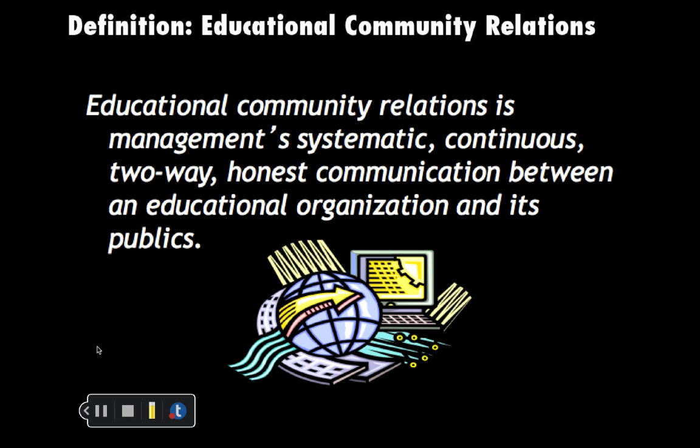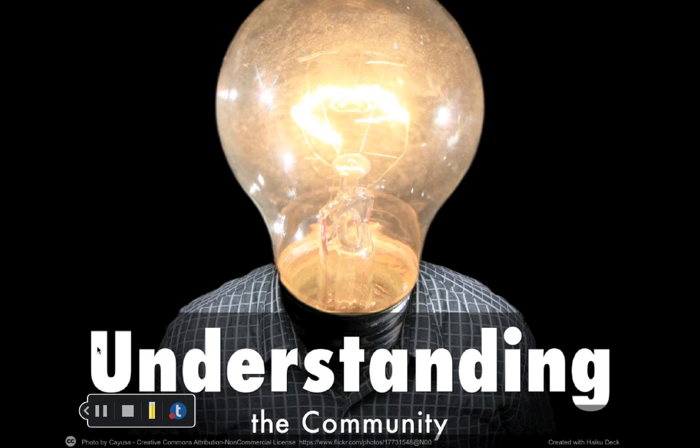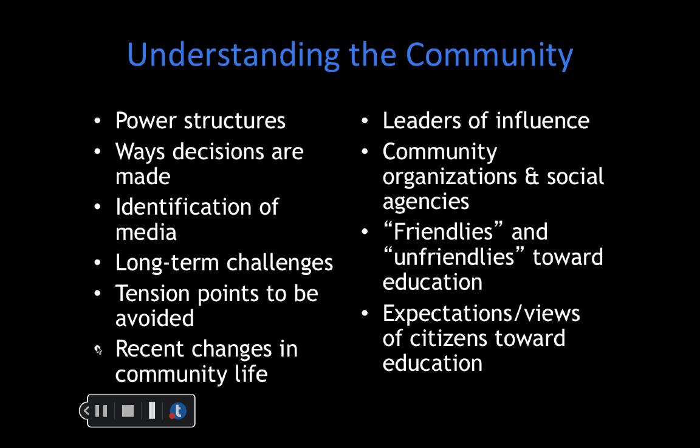So let's look at what I mean by educational community relations. That's the management of systemic, continuous, two-way, honest communication between an educational organization and its publics. Well, one of the first things that you need to do is understand the community. You've got to look at power structures, ways decisions are made, all of these friendlies and unfriendlies, leaders of influence, expectations. Before trying to communicate, school leaders must study the intended audience for the message.